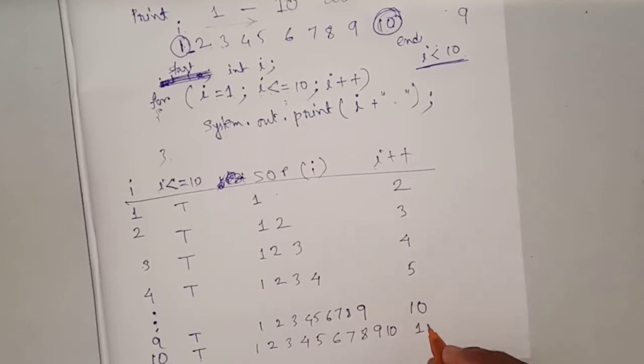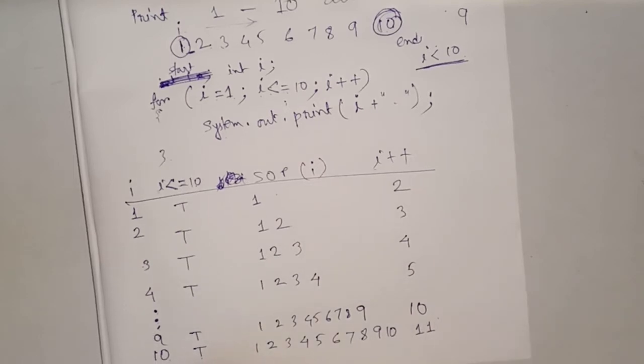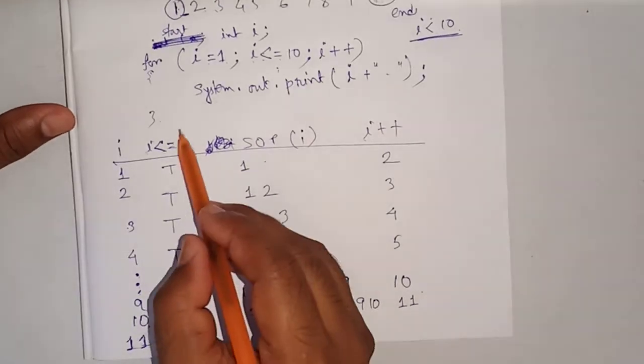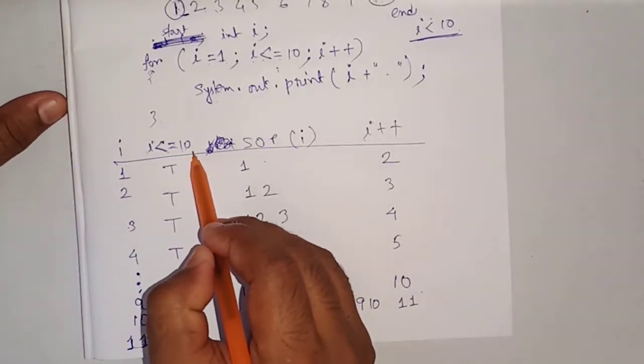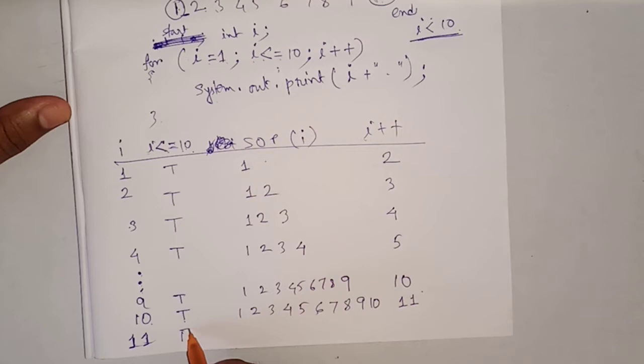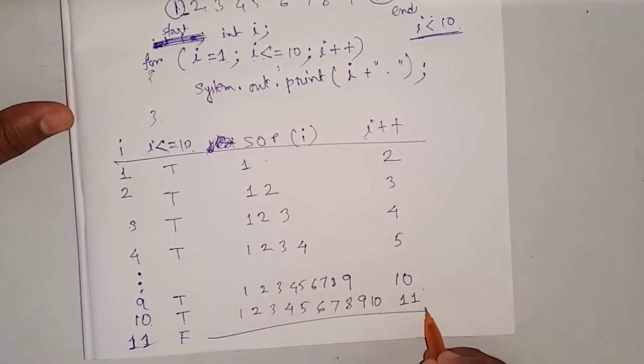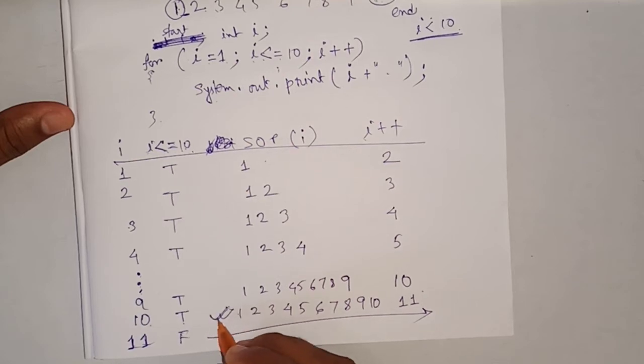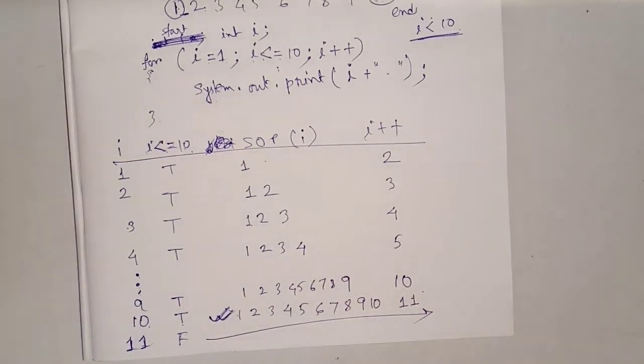Now I plus plus becomes 11. Once it is 11, you come here with 11 and check whether 11 is less than or equal to 10 or not. False. Once it is false, it will exit from the loop. And we can see it will print only these values.